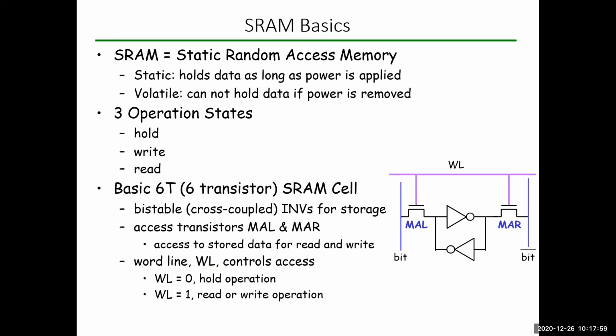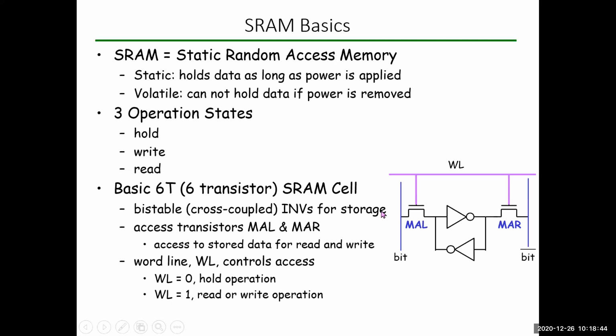Now, first, let us see the operation of a static RAM. Just now we have studied that it is a static random access memory, where it holds the data as long as the power is applied. Since it holds the data only as long as power is applied, once the power is turned off it doesn't have any capability of retaining the data. That's why this kind of SRAM is called a volatile memory. The operation of SRAM has three major operations. The first one is the hold operation, the second one is the write operation, and the third one is the read operation.